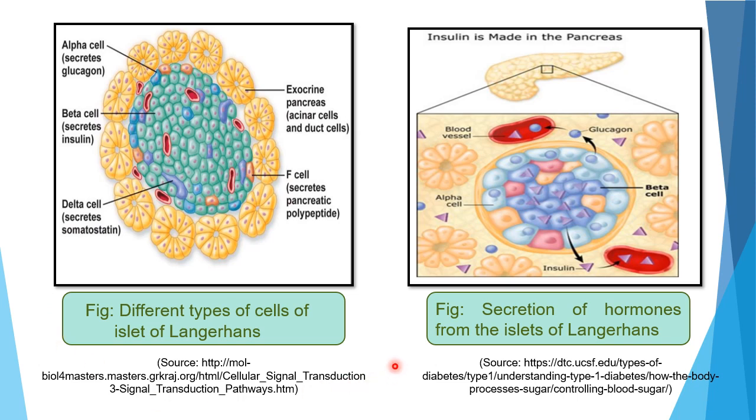Again, in this figure, we can see the secretion of hormones from the islet of Langerhans of the pancreas. Hormones are secreted into the blood and are transported to their respective targets.